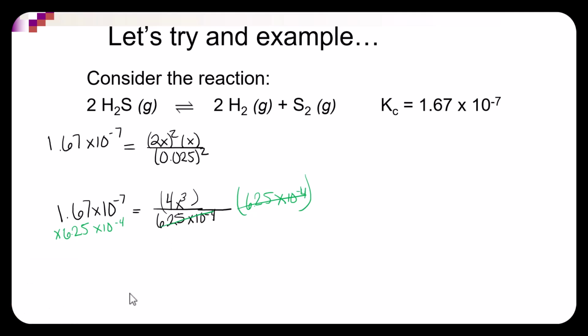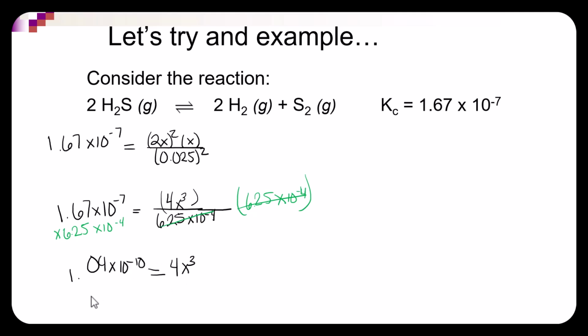So now I have on the right-hand side 4x cubed. On the left-hand side, I've got 1.67 times 10 to the negative 7th times 6.25 times 10 to the negative fourth. And over here we get 1.04 times 10 to the negative 10.